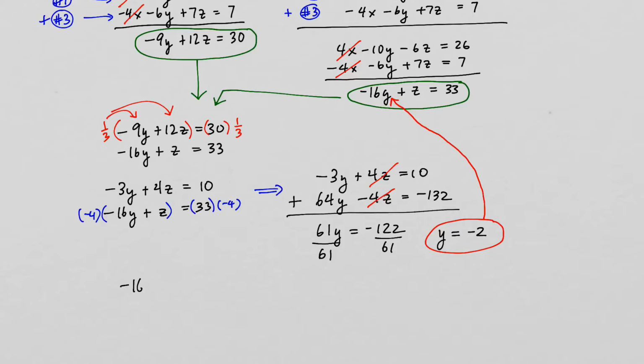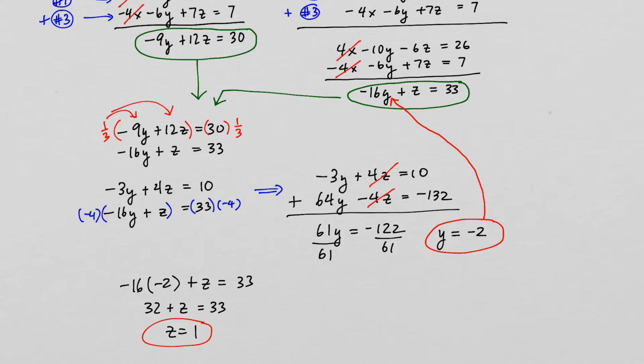So we have negative 16 multiplied by y, which is negative 2, plus z equals 33. This is 32 plus z equals 33. And that, of course, means that z equals 1. So we now have a value for y and a value for z. So the last value we need to get is x.